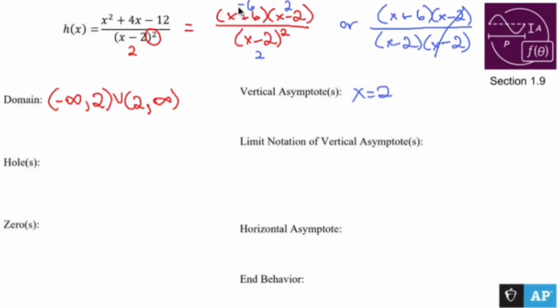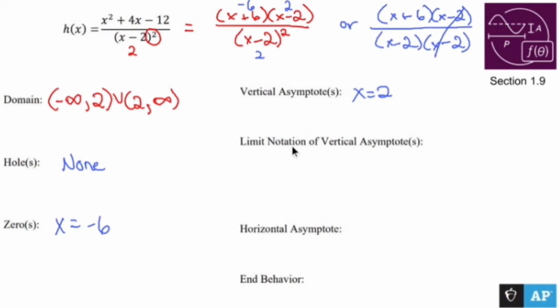That leaves me with a negative 6 up here that I am allowed to plug in, and that negative 6 becomes a 0. So if you're wondering, all right, well then what's my hole? There is none. And again, that's because you have more factors on the bottom than you have up here that are the same thing. So that takes me to my limit notation and horizontal asymptote and then behavior and all that stuff, which is basically the same thing.